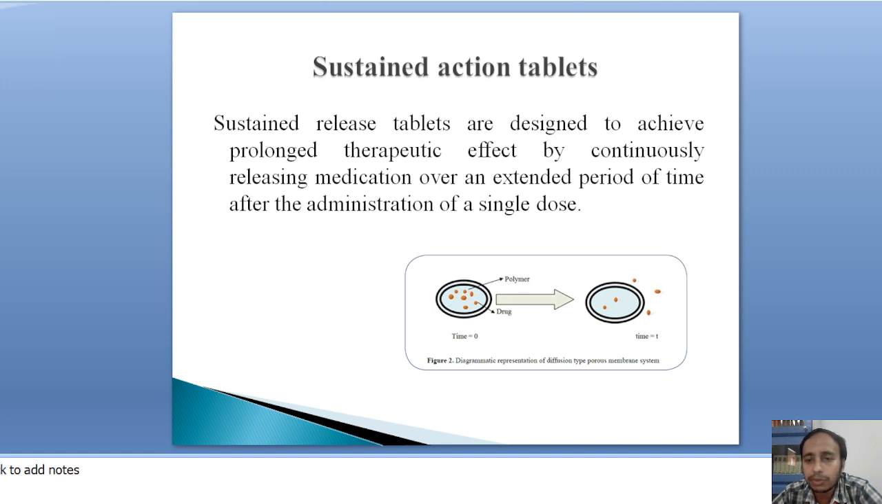I can give you an example: rabeprazole tablet. One example is rabeprazole tablet, which is already available in the market. You will find the Rablet tablet. So Rablet is a sustained release tablet. If you take it in the morning, it will last until the night. The action will last up to the night. So it is called the sustained action tablet.